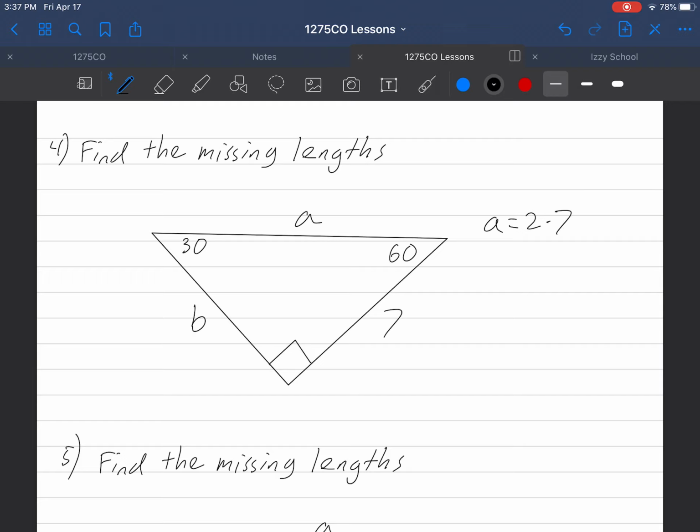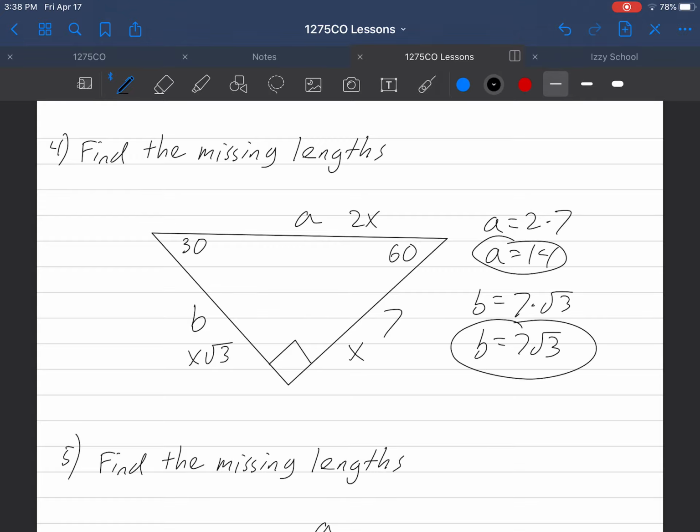double that, right? Because remember, our general values are x, 2x for the hypotenuse, and then x radical 3 for the middle side, right? Short side is x. So that means a is equal to 14. B is equal to 7 times radical 3, because we're showing here that x is equal to 7. So b is equal to 7 radical 3, right? We can circle those answers.